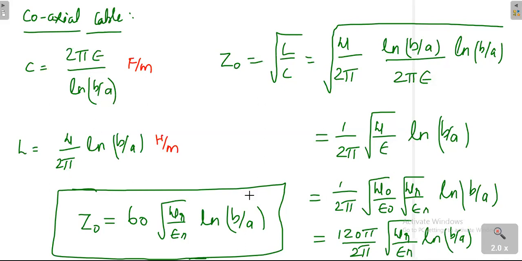Okay. Yes sir, ஏதாவது doubt இருக்கா transmission lines la? Because next we'll move to antenna. இதுல ஏதாவது doubt இருக்கா up to this point?